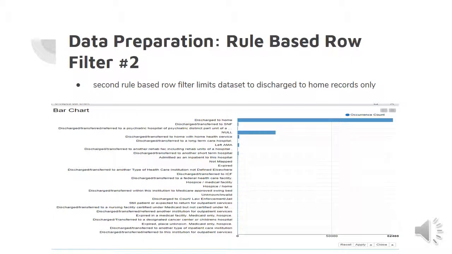Rule-based row filter number 2. We used another rule-based row filter to limit our data set to discharge to home records only. There's a variable within our data set called the discharge code description, and it indicates the different discharged categories. And as you can see in the bar chart, discharge to home had by far the highest count at 82,488 rows, and the next highest was null at roughly 20,000 and something.